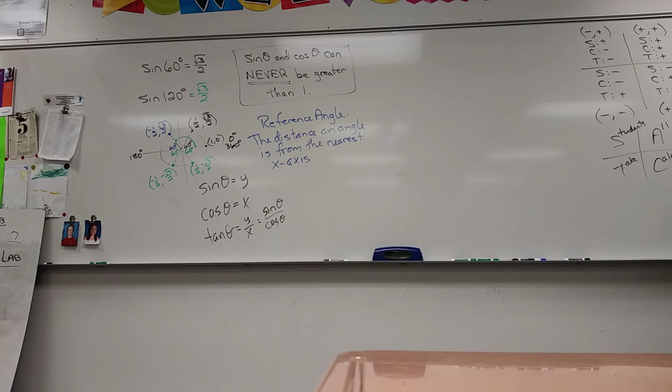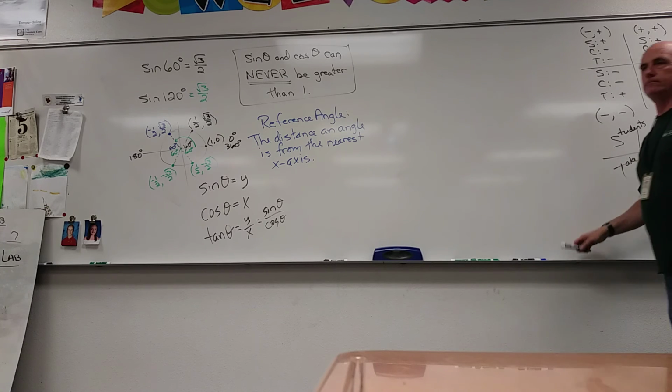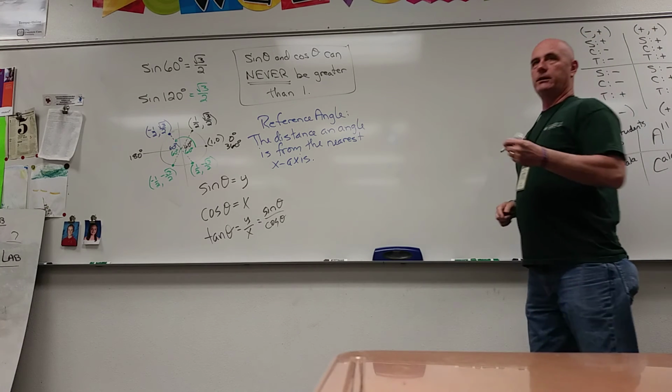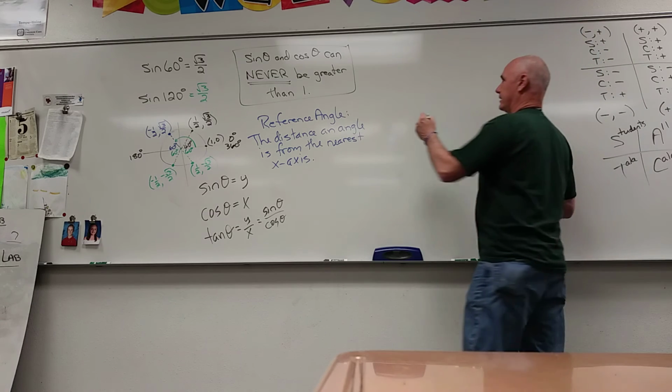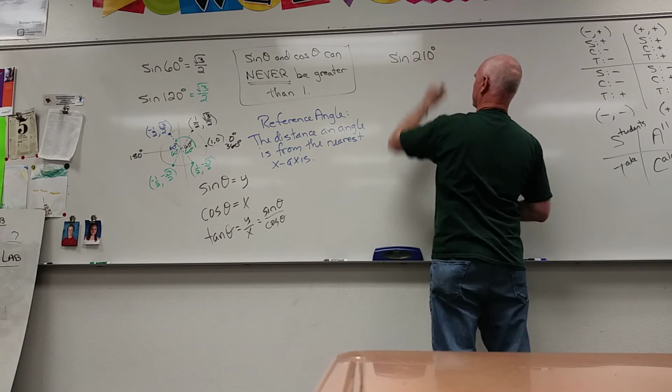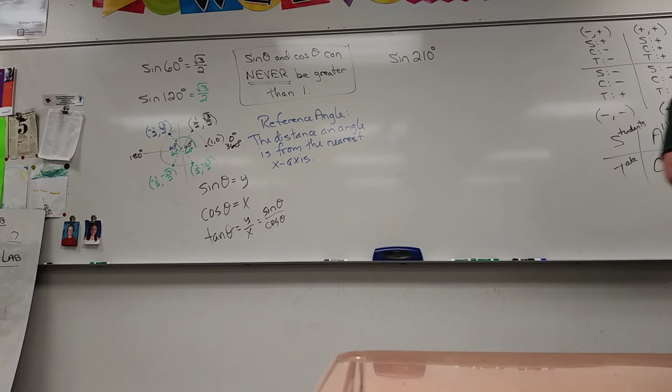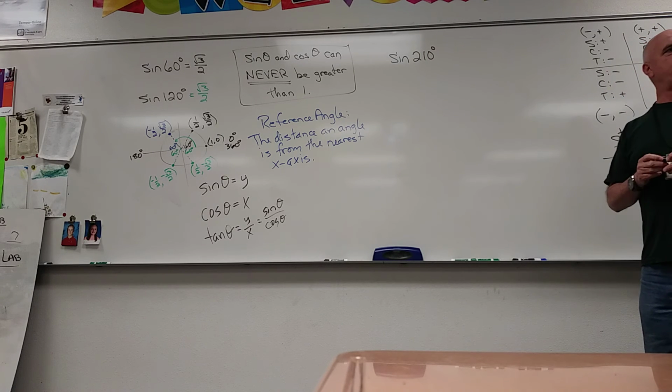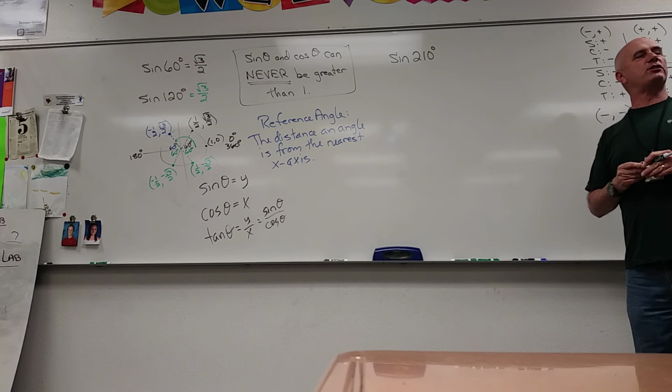So why do we have this whole thing? And here's why. Because we want to be able to find the sine of 210 degrees. And to find the sine of 210 degrees, we are going to use a three-step process. And it'll be the same 3 steps every time. None of those steps involve the calculator in any way, shape, or form.